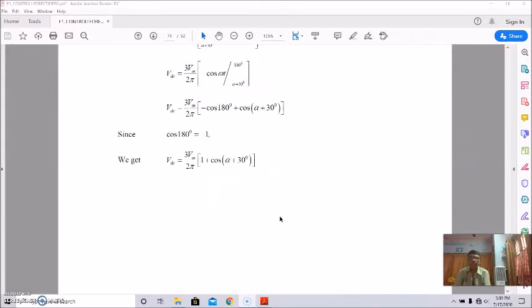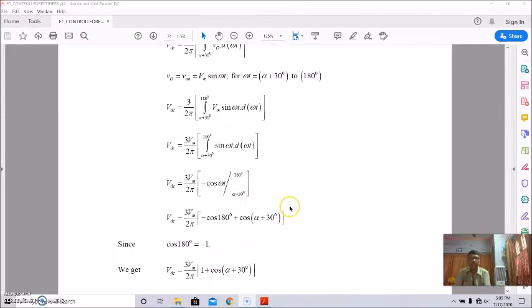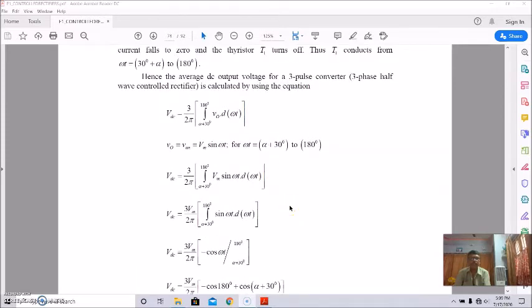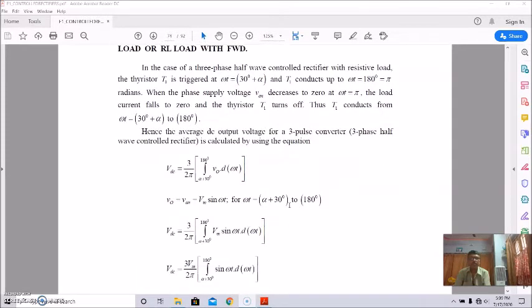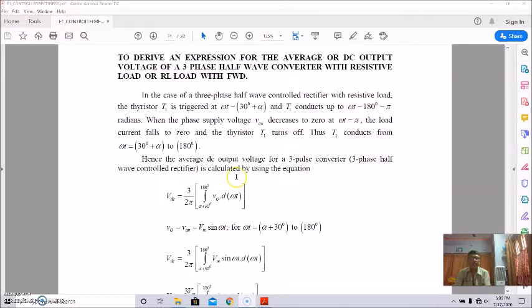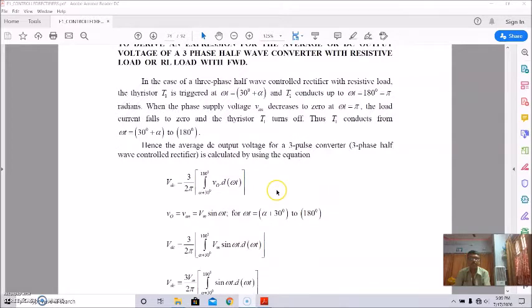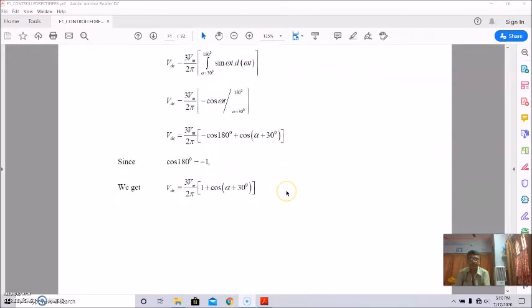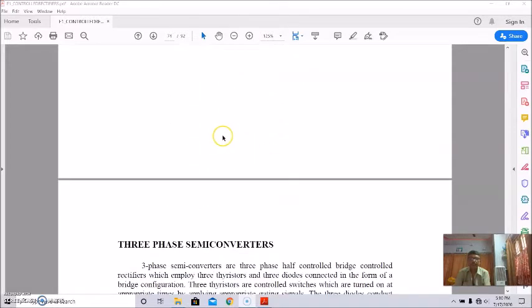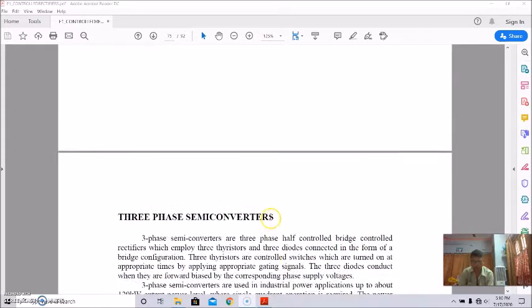So this is the expression of the DC output voltage with resistive load, or RL load with FWD. In this way. Now we'll discuss three-phase semi-converters.